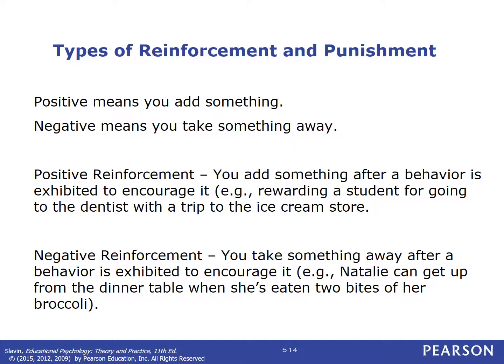So, for example, Natalie can get up from the dinner table when she's eaten 2 bites of her broccoli. We want to encourage Natalie eating her broccoli, so that's reinforcement. But we're taking away something that Natalie views as negative, the broccoli. We want to encourage her to eat the broccoli, but we're taking it away after she's met the quota. So that's negative reinforcement. People confuse negative reinforcement and punishment a lot. And one of the videos that you're going to watch this week helps clarify that.